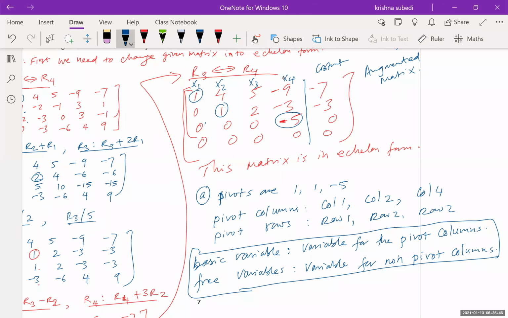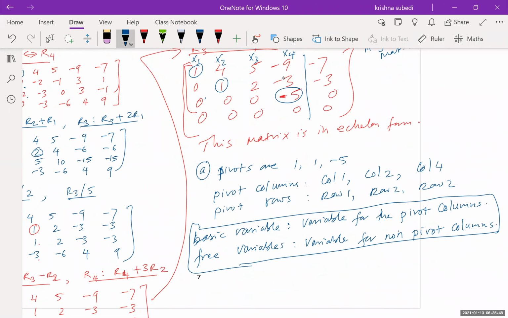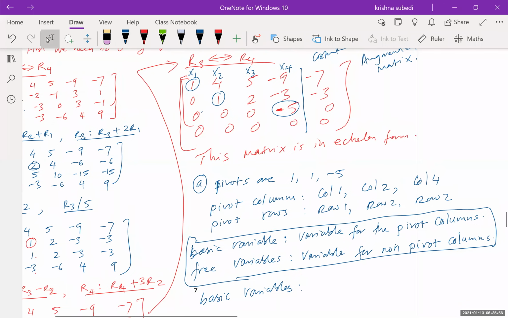Now tell me, what are the basic variables here? Here is the definition. So look at the definition and tell me what are the basic variables, x1, x2, x3, x4, which are basic and which are free. x1, x2, and x4 are basic.